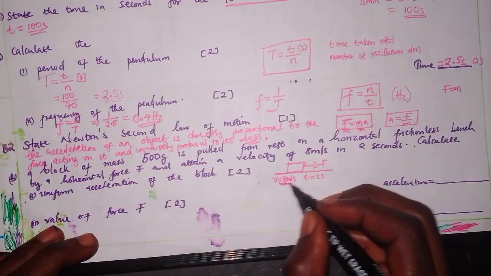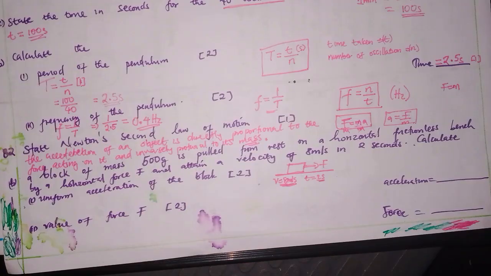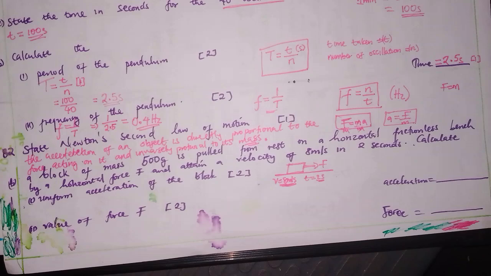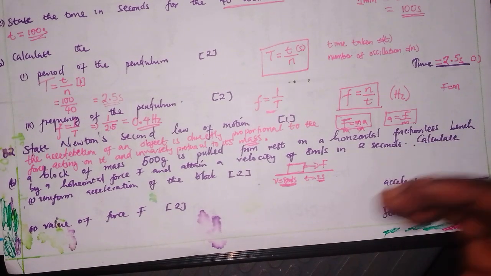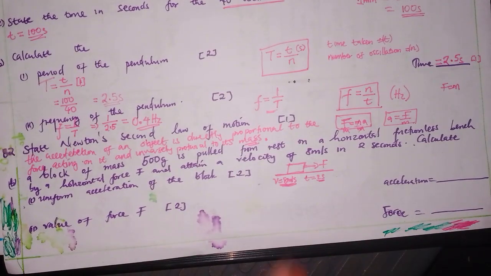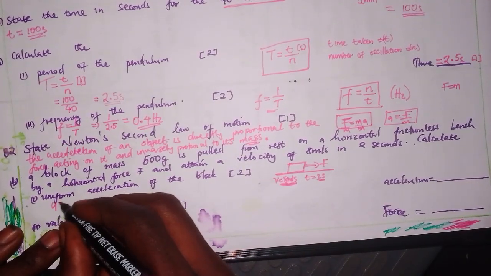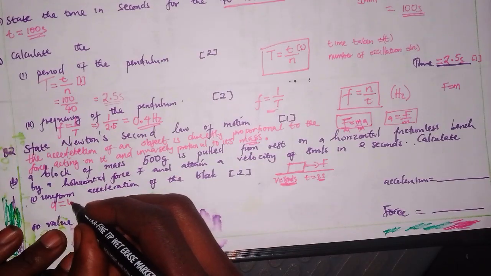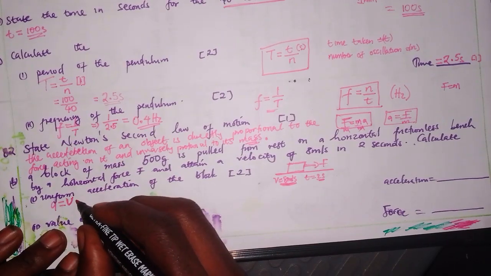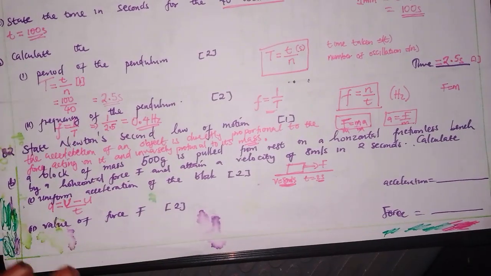Remember, the question is asking us to calculate the acceleration. But here we have the velocity and time. So we cannot use the formula for force and mass to calculate the acceleration, but we can use the one which has velocity. So you say acceleration is equal to final velocity minus initial velocity divided by time.